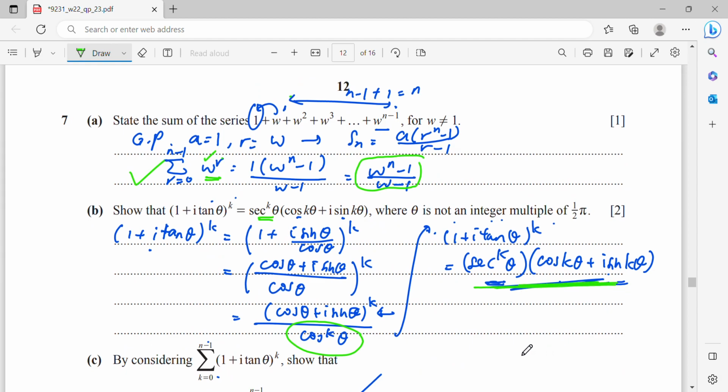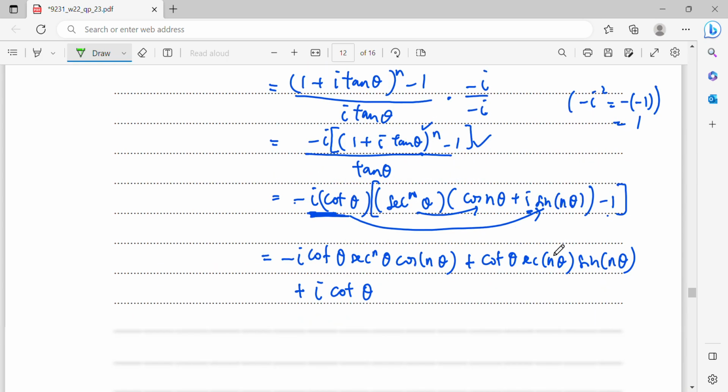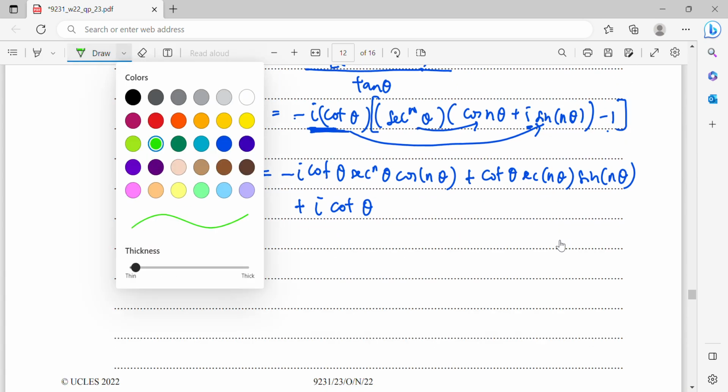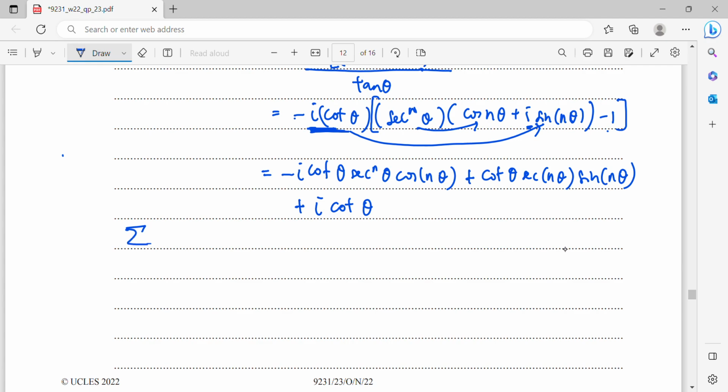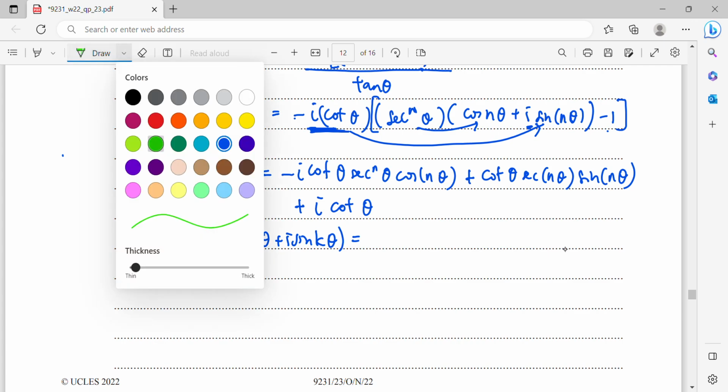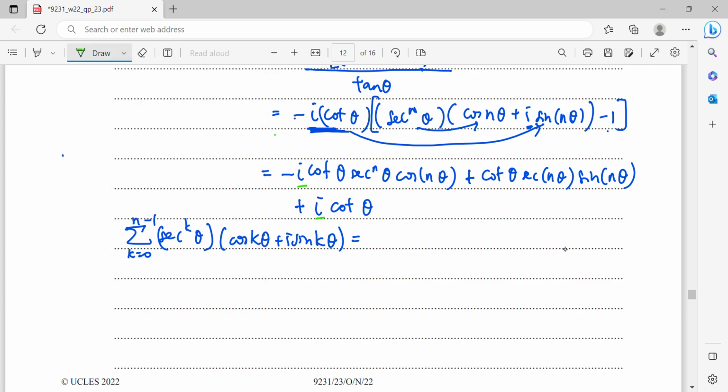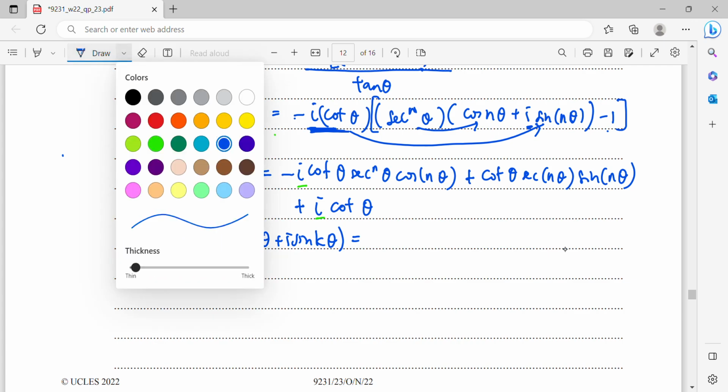Okay, so I will rewrite. Therefore, my summation of secant to the power k theta, cos k theta plus i sine k theta, equals all these terms, k from 0 to n minus 1. So now I notice that the first term and third term have i. That means both are imaginary parts. So I will group these two terms later on.